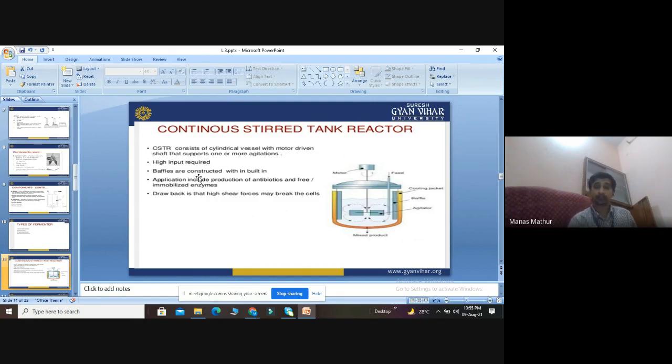One drawback is that high shear force may break the cells. When we are agitating, when we are mixing the cells, if the speed of the agitator is very fast, what will happen? They may break the cells. So we have to take care in that. So first we discussed the continuous stirred tank reactor.